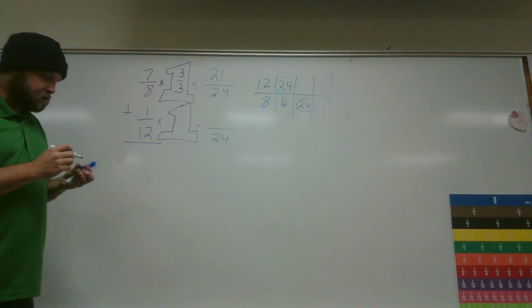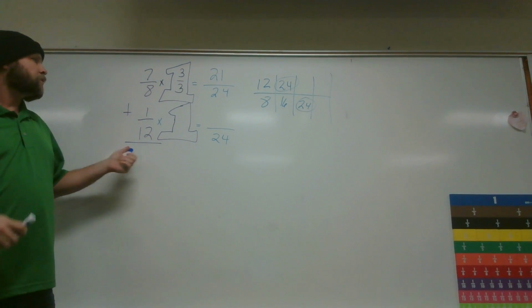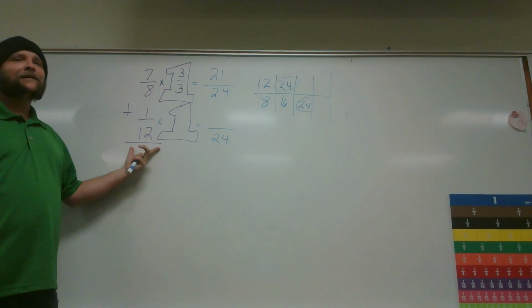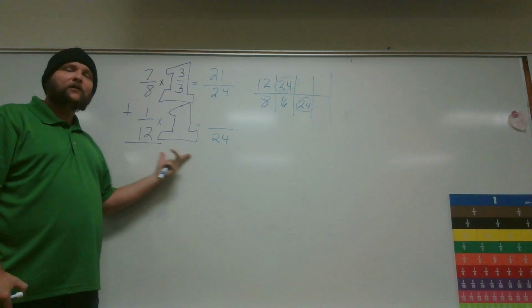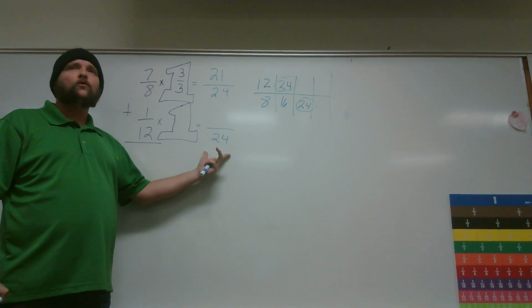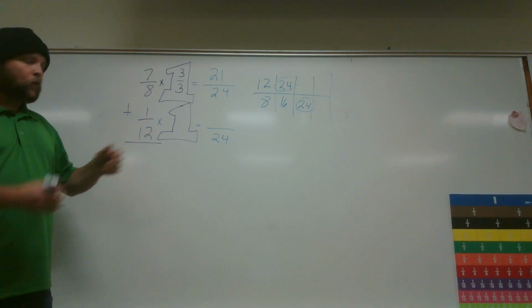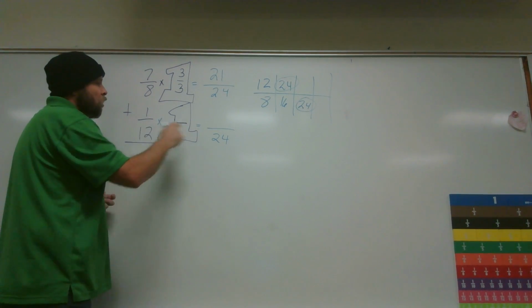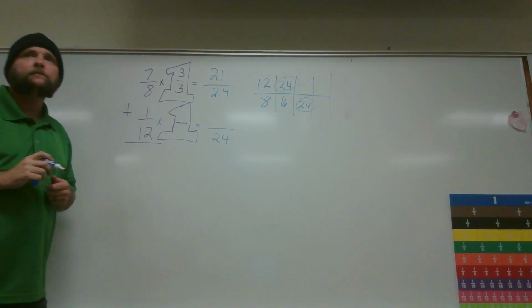Now I need to change this one. This one, we have a denominator of 24. We have a denominator of 12 that needs to go to a denominator of 24. So Tamara, what do I multiply by here to make this, instead of 1/12, something over 24?